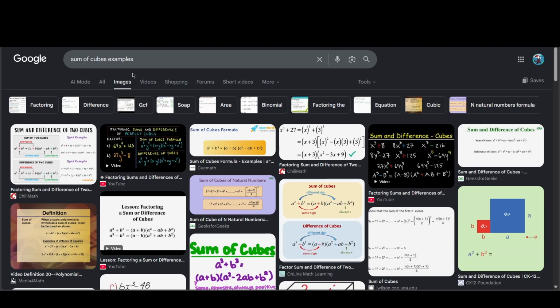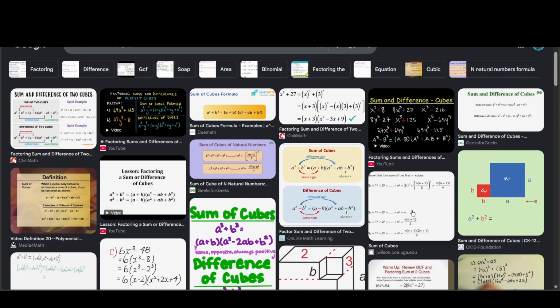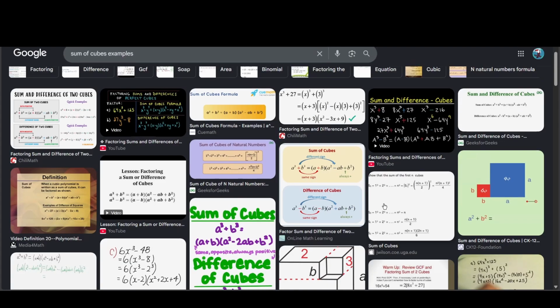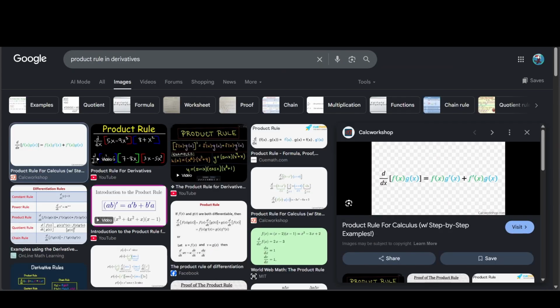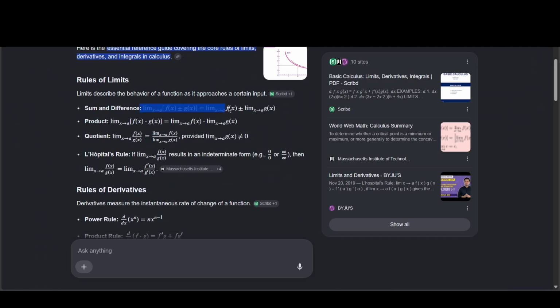Let's have some examples. So examples of the sum of cubes rule. I already had an example earlier, but I already forgot because I can't really explain what the sum of cubes is. So let's just wait. Sum and difference.